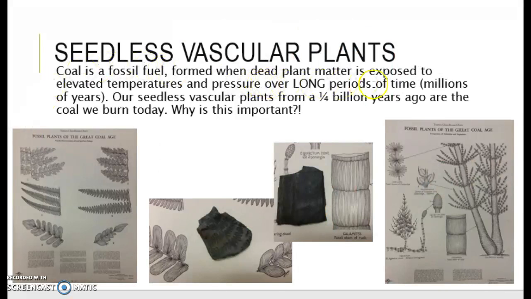Seedless vascular plants. Coal is a fossil fuel that we all know and are familiar with. It's formed when dead plant matter is exposed to elevated temperatures and pressure over a long period of time. Our seedless vascular plants from approximately a quarter billion years ago are the coal that we burn today. So why is this important? You don't have to answer it out loud, but just think about it. Why? What is the significance? And why do we continue to use this today?